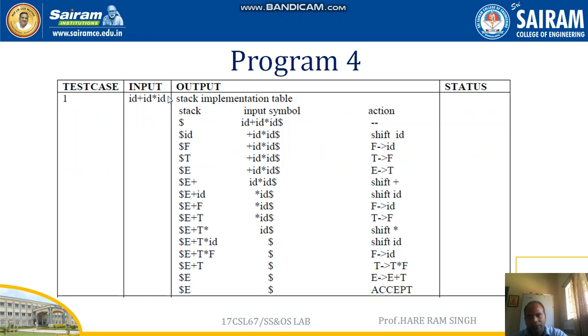Let us start. Here we need two things: one is the stack and another is the input symbol. Whatever sentence we have to parse, we put the entire input here. So in the input we have put id + id * id, and in the stack in the beginning we have put dollar, and at the end of the input we have put a dollar sign. So this is the input, and there is no action taken.